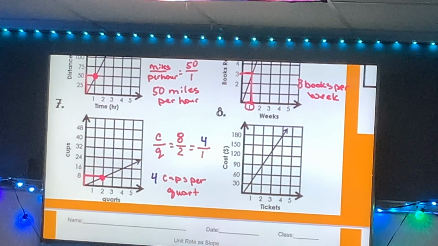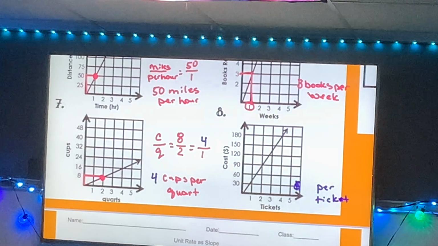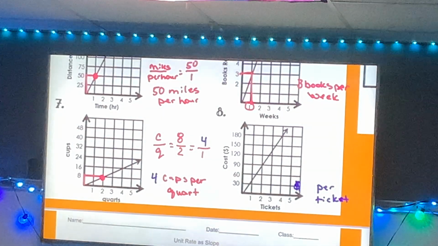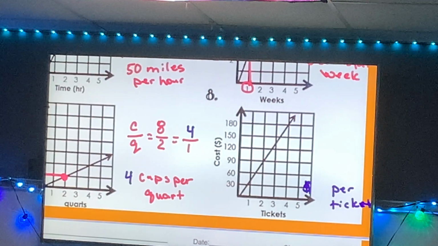This next one we're looking at per ticket. I'll put a money sign right here. Per ticket. Now, can I look at 1 ticket and go up and over? No. I have no clue where it is. Where is my first pretty point? At 2? Okay.